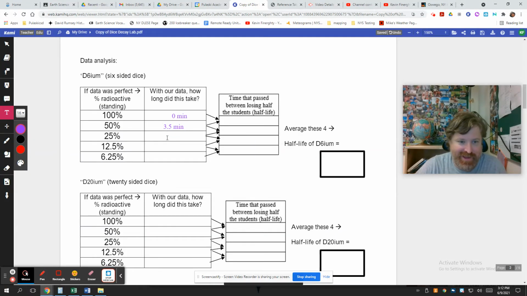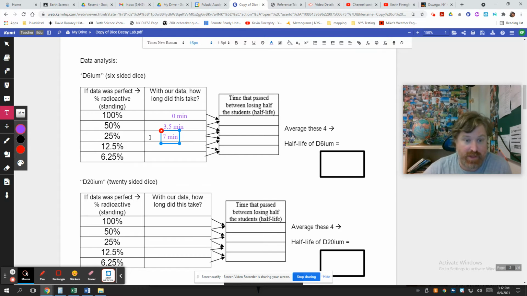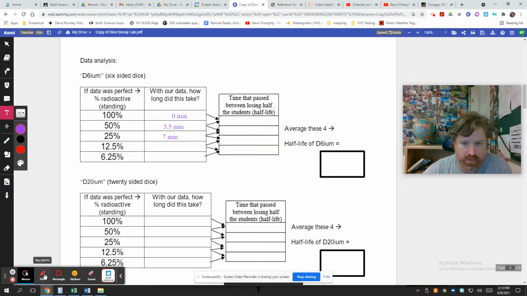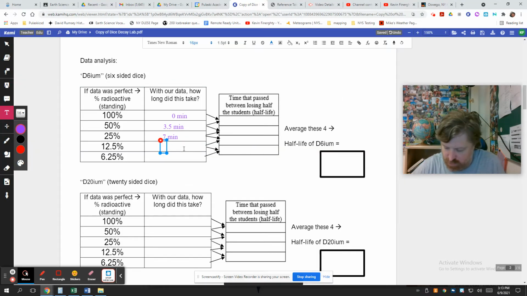All right, so in 7 minutes, we lost half. Now, again, let's try to predict. That would mean that this is at about what, 10.5 minutes or so when we got to 12.5%. Let's see. So that'd be somewhere in there. And look at that. It worked again. Wonderful.